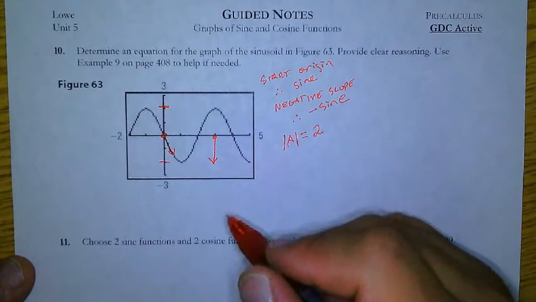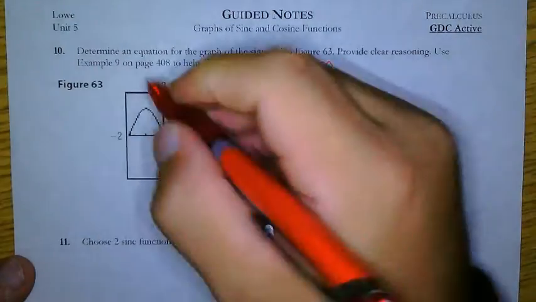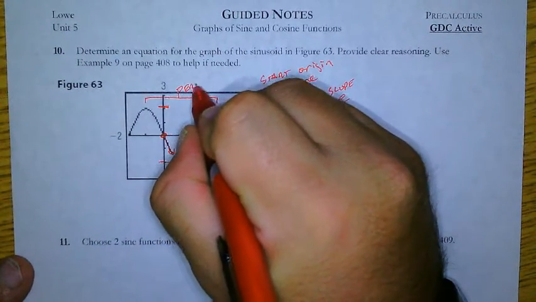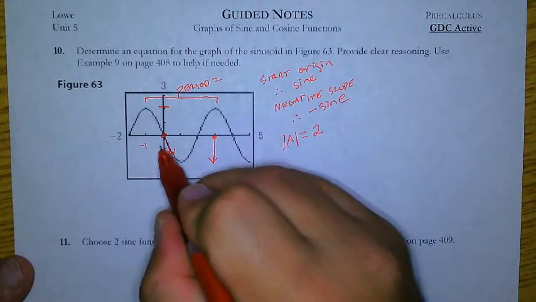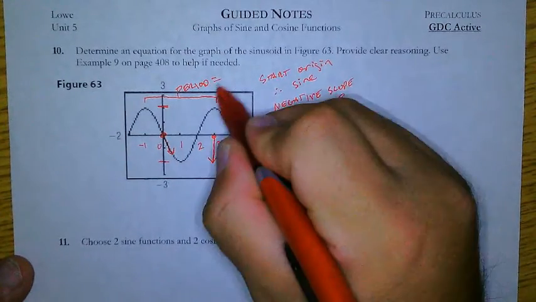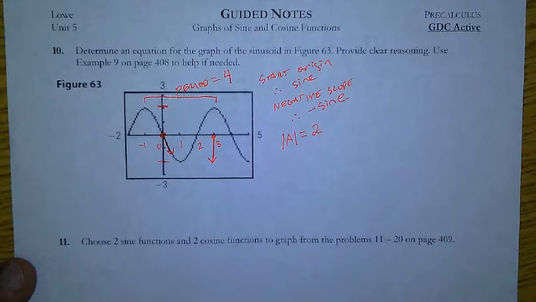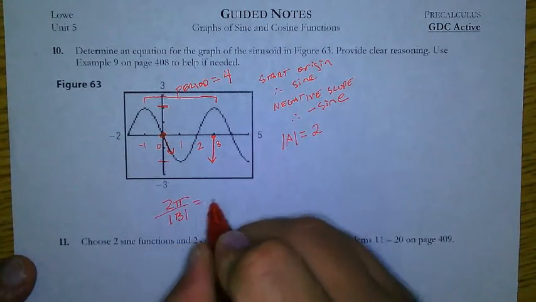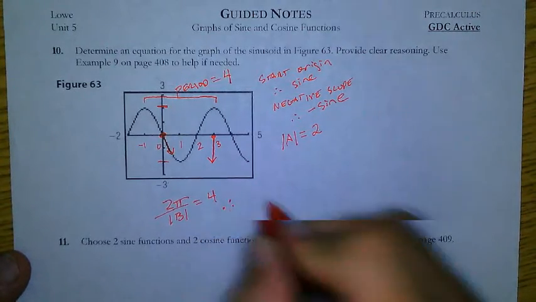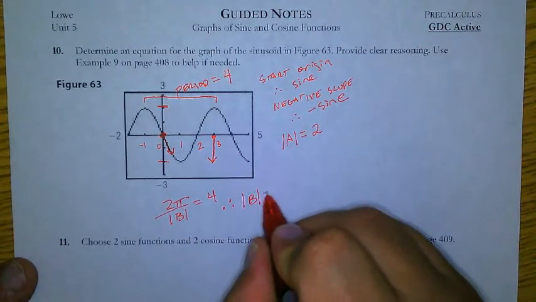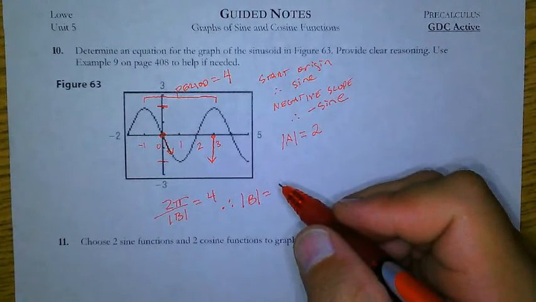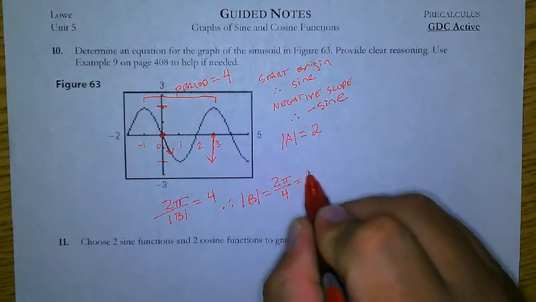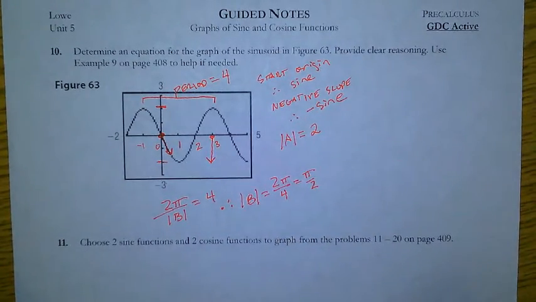How long does it take for us to repeat? If I look at this, I can see that the distance from a maximum to a maximum is my period. So -1, 0, 1, 2, 3. That's a distance of 4. So my period is equal to 4. What does that tell me? That 2 pi divided by the magnitude of b is equal to 4. So therefore, the magnitude of b is equal to 2 pi divided by 4, which is pi over 2.